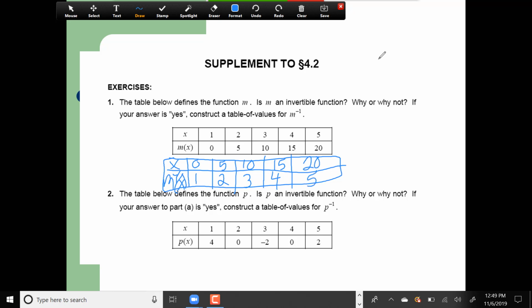It wasn't meant to be hard. It's just kind of worded different. Let's look at the second one. The second one down here is a function named p, and we want to know if it's invertible.